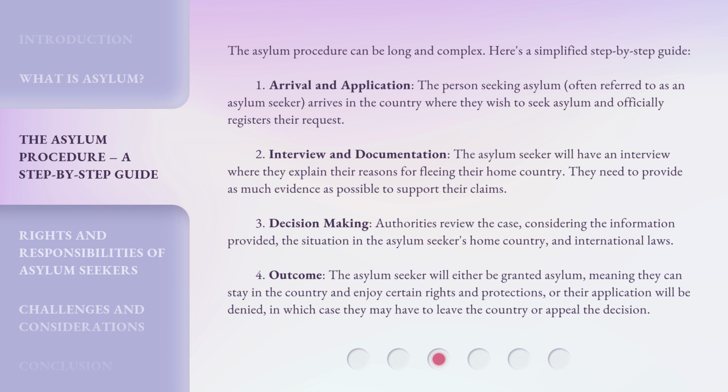3. Decision-making. Authorities review the case, considering the information provided, the situation in the asylum seeker's home country, and international laws. 4. Outcome. The asylum seeker will either be granted asylum, meaning they can stay in the country and enjoy certain rights and protections, or their application will be denied, in which case they may have to leave the country or appeal the decision.